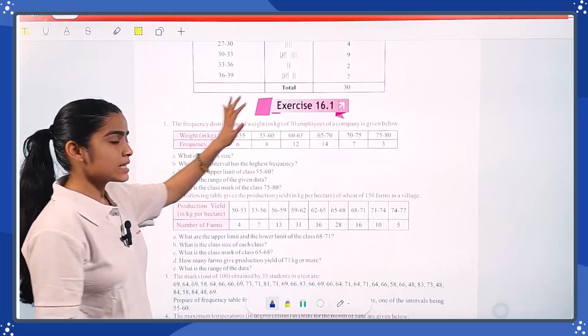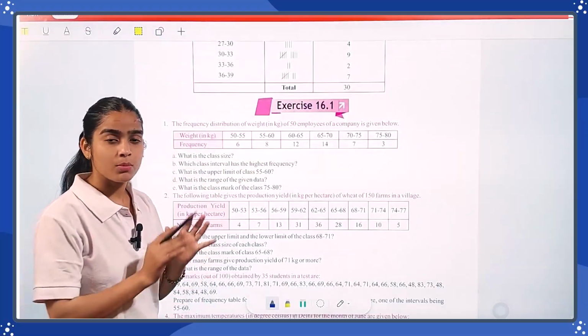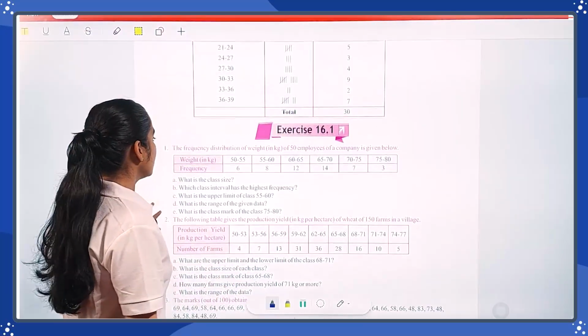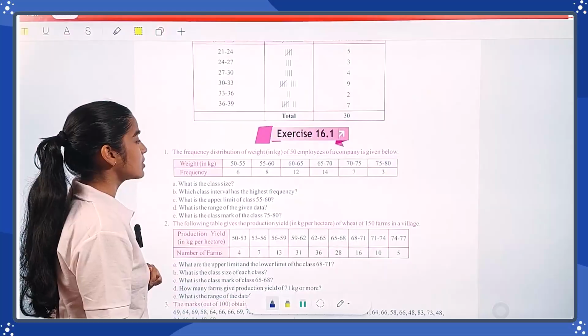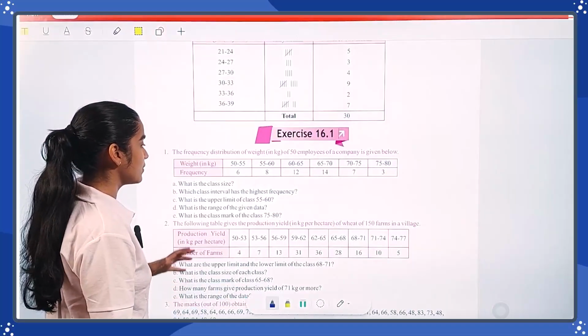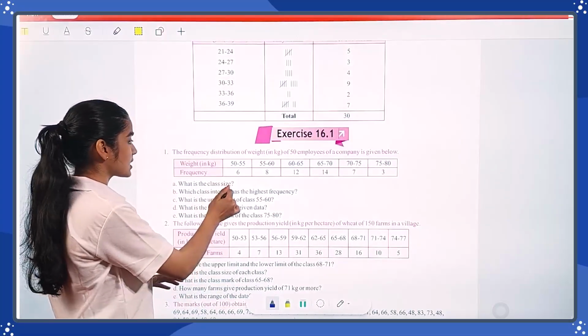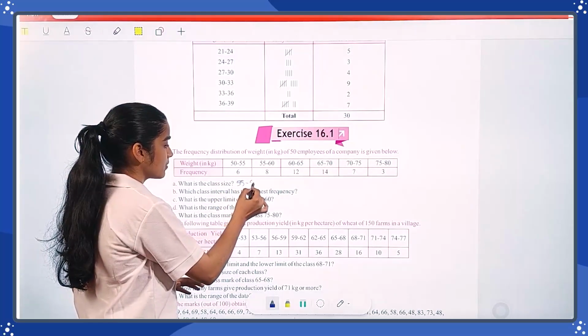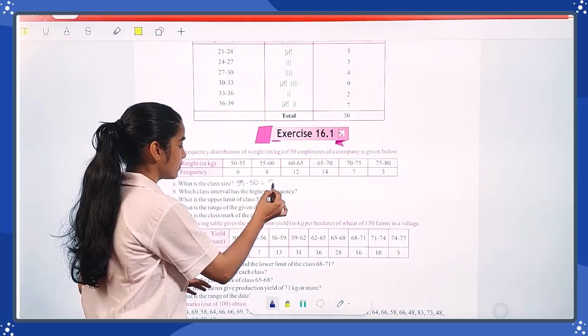Now we have our exercise 16.1, and I hope the above concept is clear to you and you are now able to solve your exercise. The frequency distribution of weight in kg of 50 employees of a company is given below. What is the class size? So 55 minus 50, this is your class size, 5.